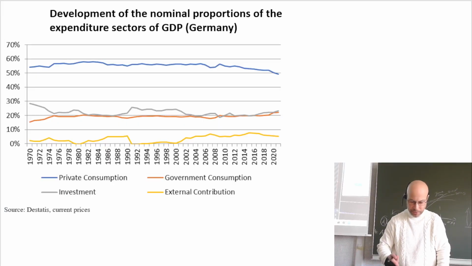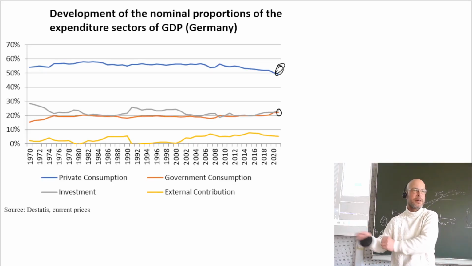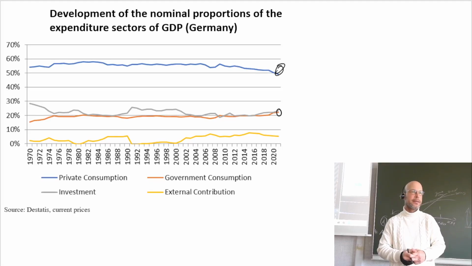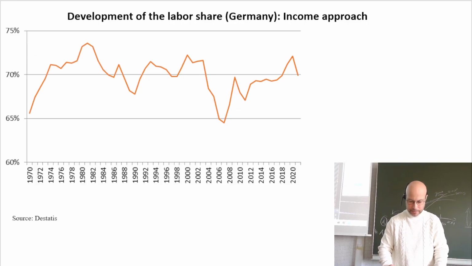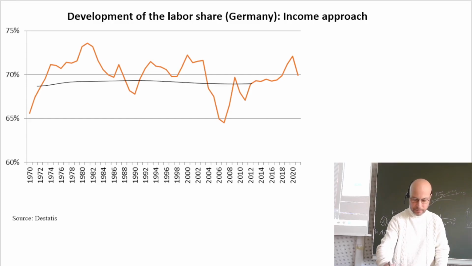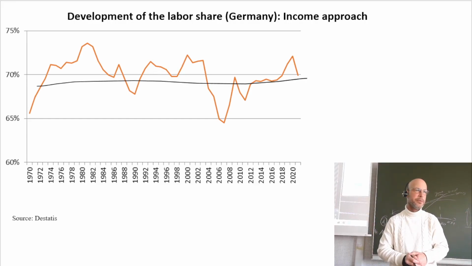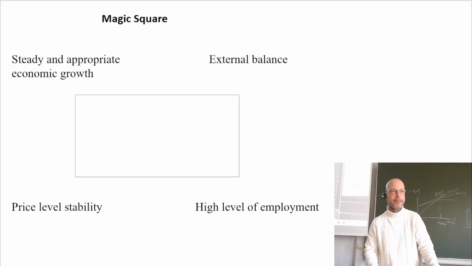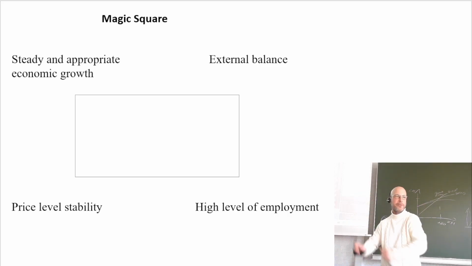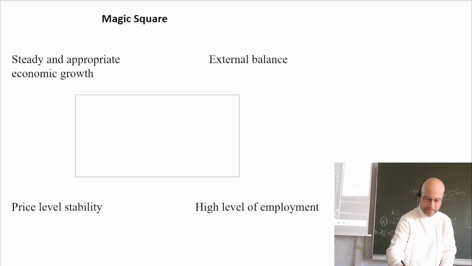Then the expenditure approach here: roughly 55% private consumption, 25% investment and public expenditure, and roughly 5% from the external balance. And then the labor share, roughly 2/3 or 70%, just as a rule of thumb. Then more or less the next 50 slides we can just summarize via this diagram. What did we have here?